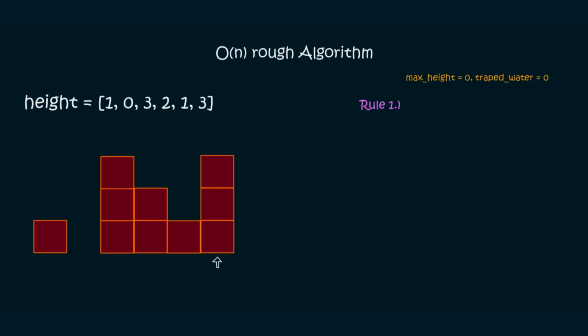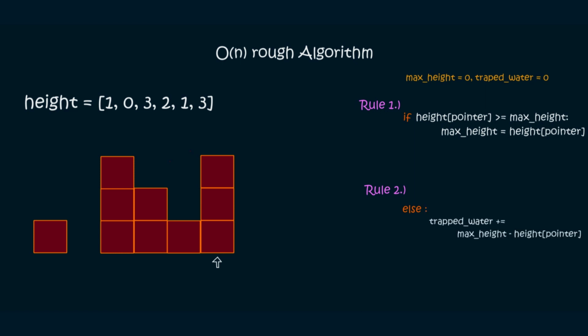Rule number 1. If the current element's height is greater than the max height, update the max height with the current element's height. Rule number 2. If the current element's height is less than or equal to the max height, calculate the height difference between the max height and the current height. Add the height difference to the trapped water variable.